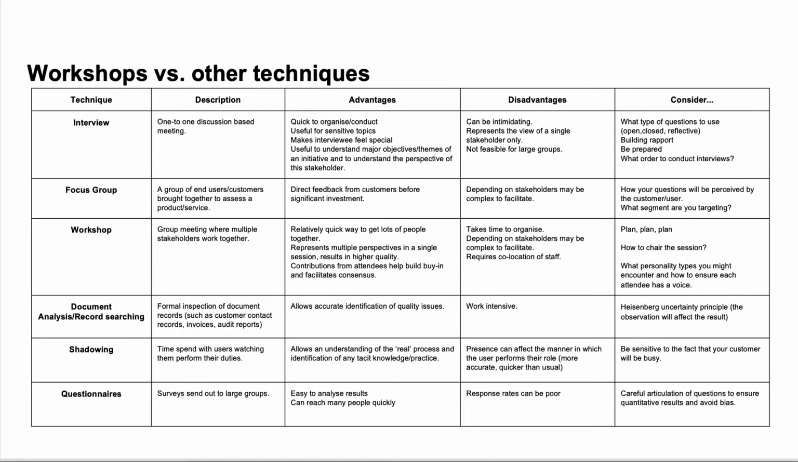So this video is just to quickly show you what types of workshops there are and other techniques that you can use. This is just the quick advantages and disadvantages that are provided. Some possible workshops and techniques that could be used are interviews, focus groups, workshops, document analysis, record searching, shadowing, and questionnaires. These are the most popular ones. There are a lot more, and I've just highlighted a few of them in this video.